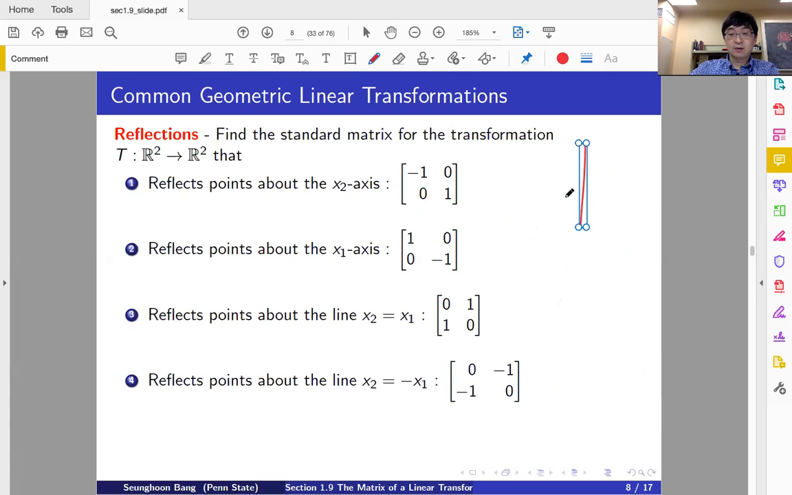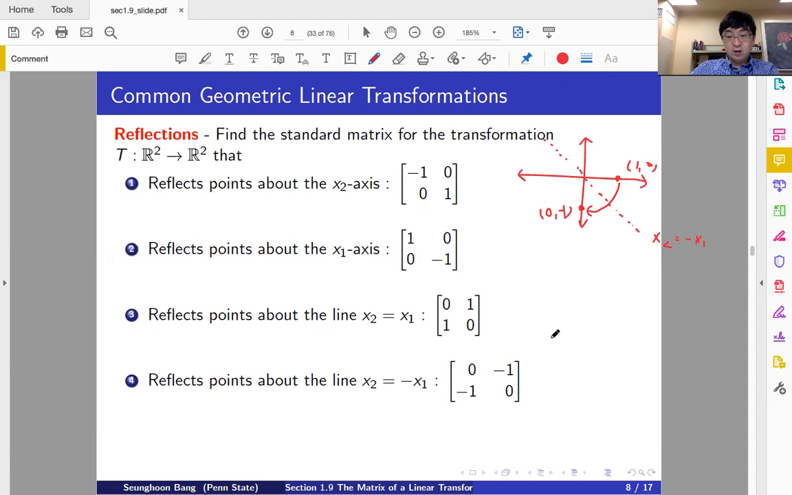So we have this one, this is the graph of x2 equals -x1. So we have a point, this is what? (1, 0). You have to reflect (1, 0) about x2 equals -x1. Here, the move. So we have (0, -1).